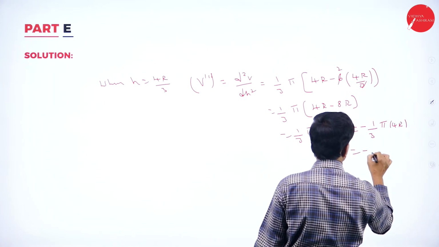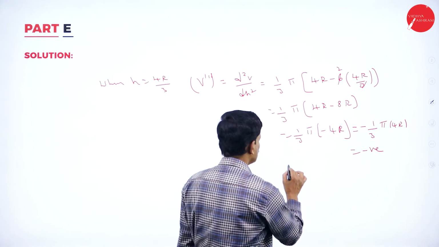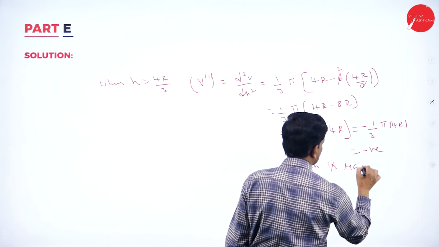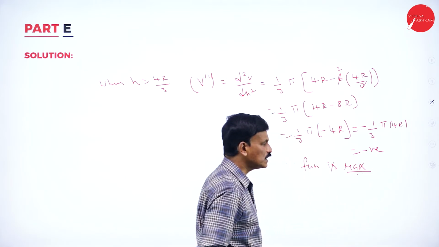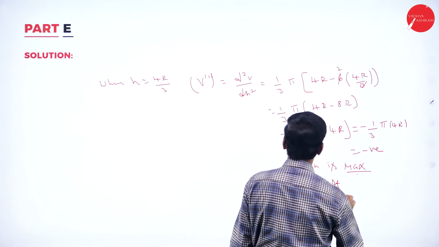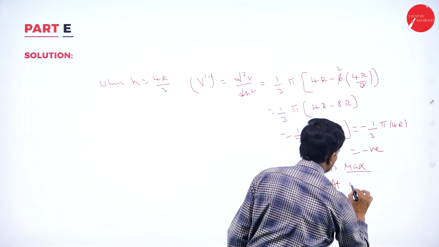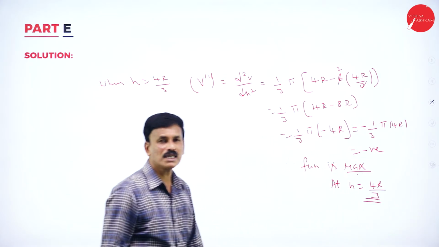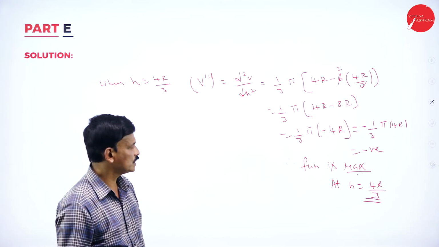That means this is negative. If this is negative, therefore the function is maximum. Therefore the function is maximum at what value? h is equal to 4r by 3. That's all. Therefore the function is maximum at the h value 4r by 3.